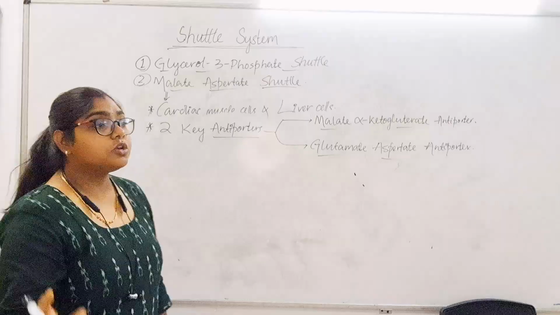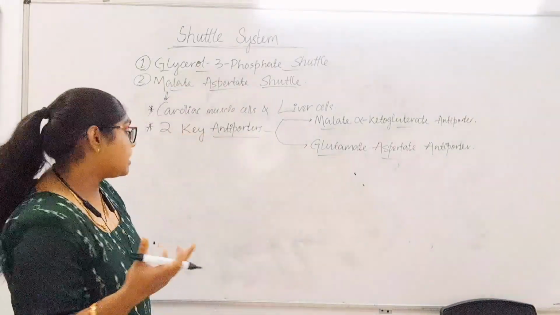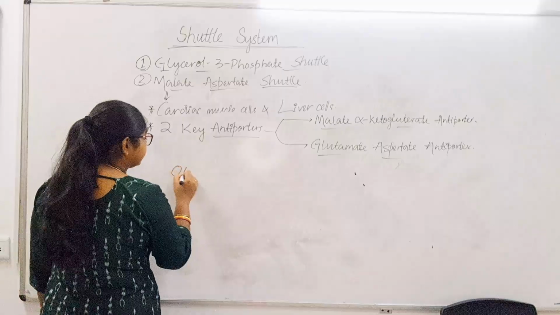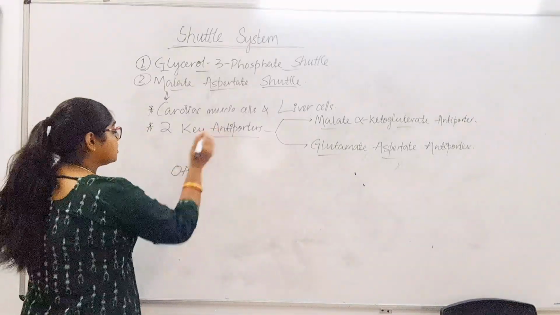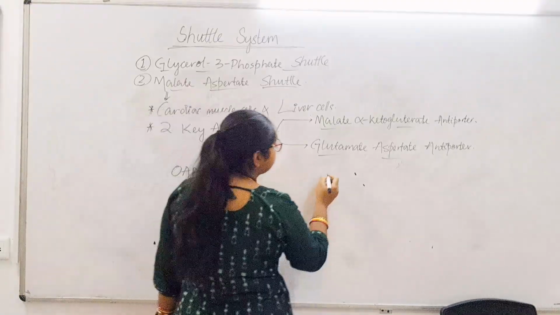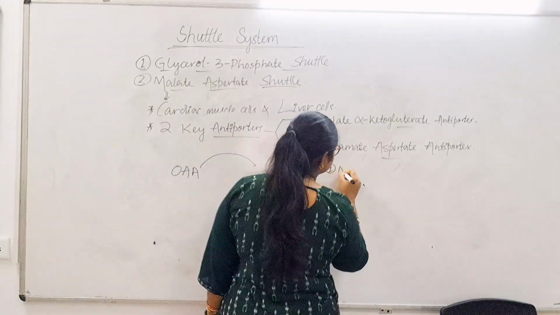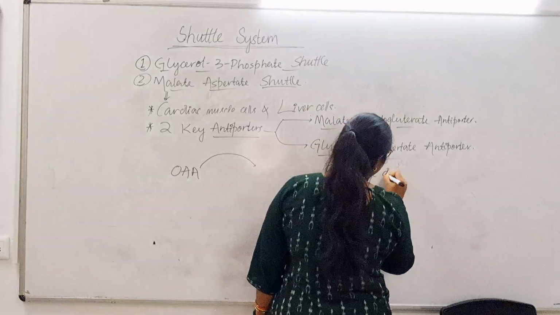As I said, there is a lot of oxaloacetic acid present in the cytosol of the cell. So now what will happen, there is an enzyme that is known as malate dehydrogenase. I am writing the enzyme name here, malate dehydrogenase.